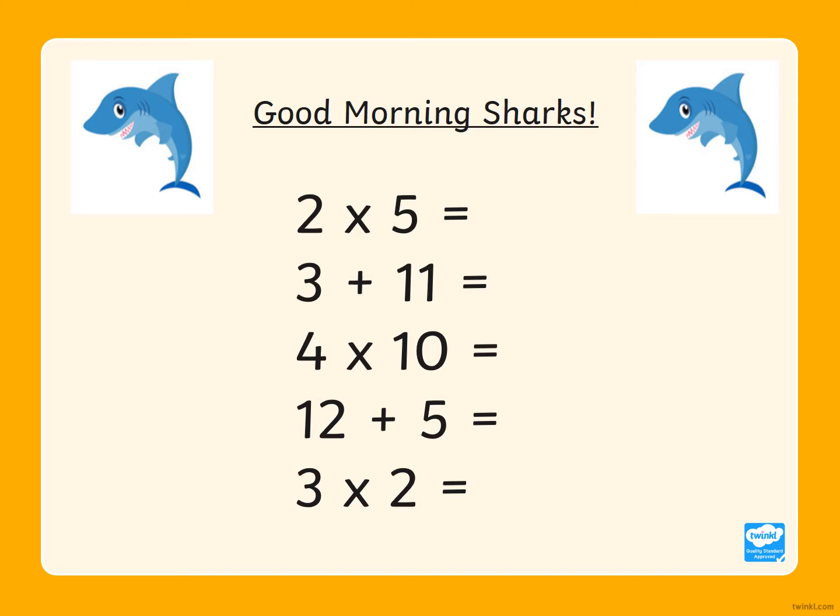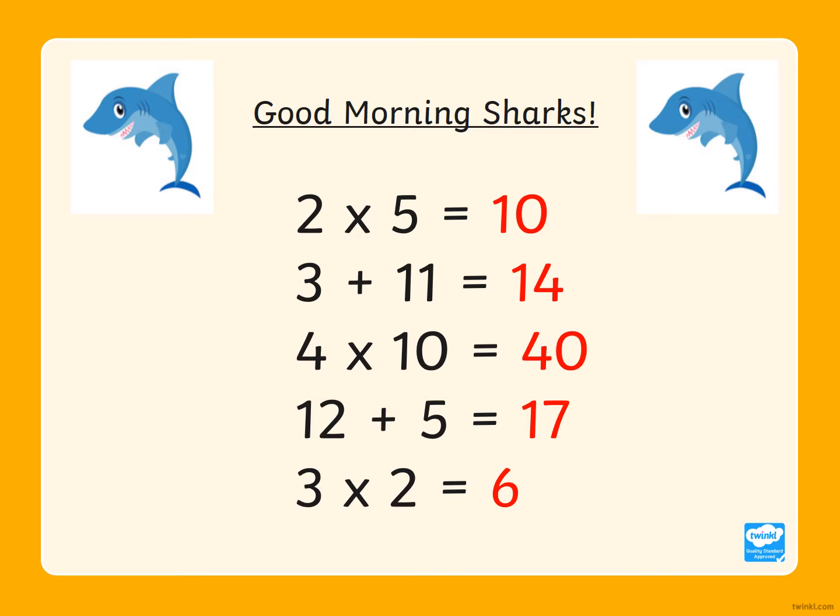Well done, hopefully got them all done in time. Let's go through the answers. So there was a mixture of both times and addition in this one, so we had to look carefully at the symbol. 2 times 5 equals 10. If you got it right, give yourself a tick.